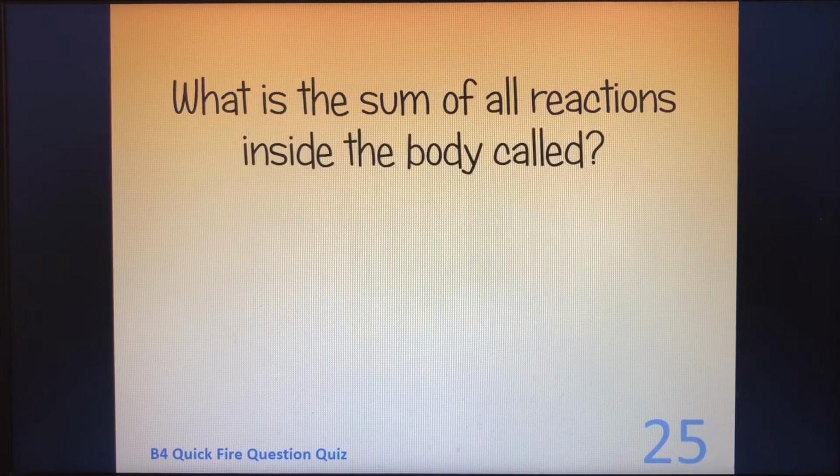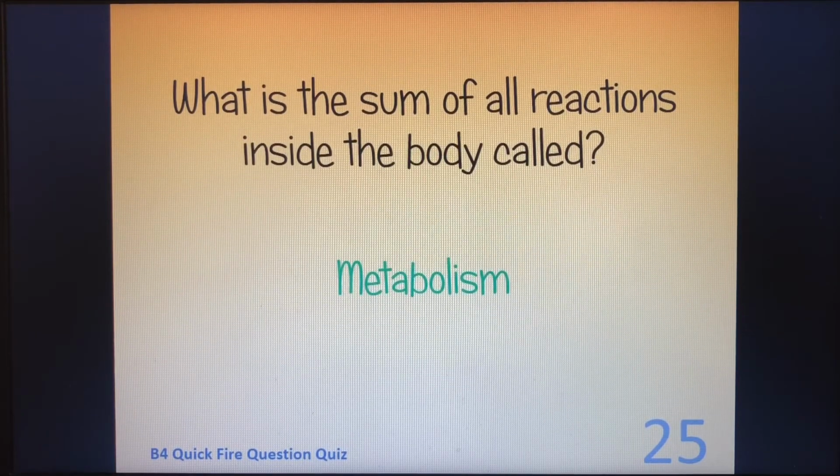Question 25. What is the sum of all reactions inside the body called? So one word answer. What is the sum of all reactions inside the body called? And the answer is metabolism. So your metabolic rate is how quickly all those reactions inside your body take place.